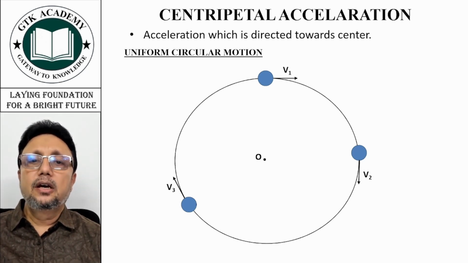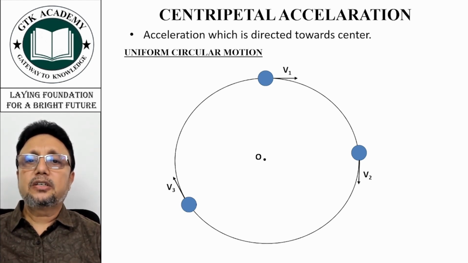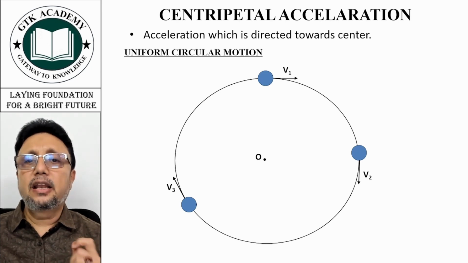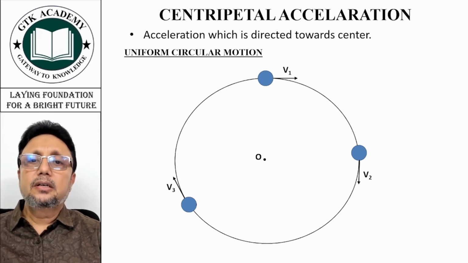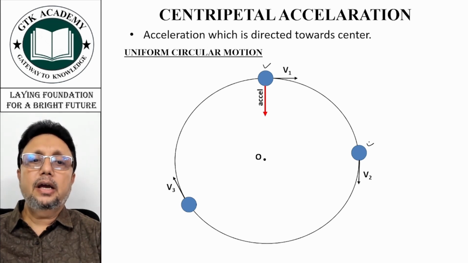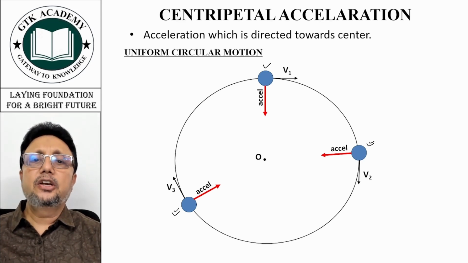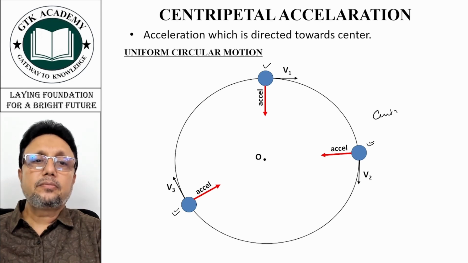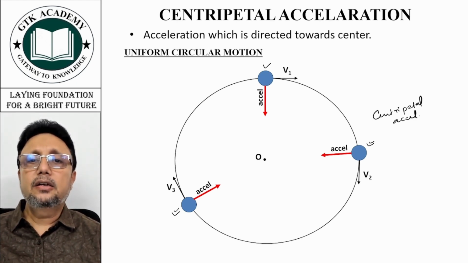Velocity is a vector quantity. The vector can change in magnitude, it can change in direction, it can change in magnitude as well as direction. In all the three cases, there is a change in vector. So, velocity is changing, and whenever there is a change in velocity, there is an acceleration. So, at every point, there is an acceleration which is directed towards center. At this point, or at this point, or at this point. At every point, there is an acceleration which is directed towards center, and it is same in magnitude. This acceleration is called centripetal acceleration. Hope you are clear till this.